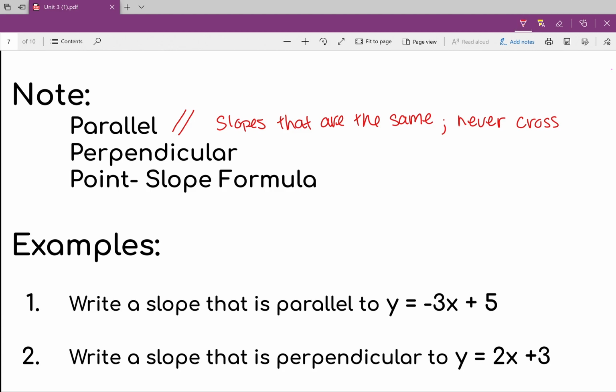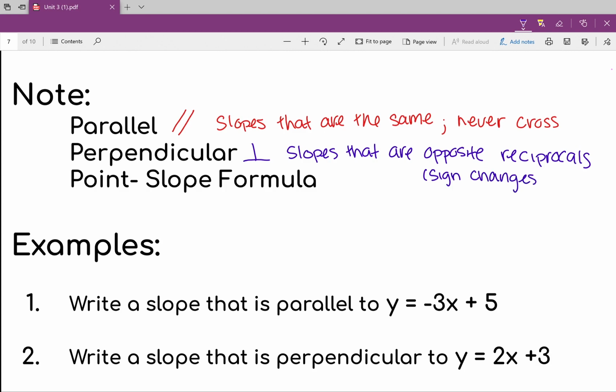For perpendicular, the symbol looks like an upside down T. Perpendicular means slopes that are opposite reciprocals. And what that means is that the sign changes and the fraction flips. So I'm going to write that. The sign changes, so if it was positive, it now goes to negative. And then reciprocal just means flips.